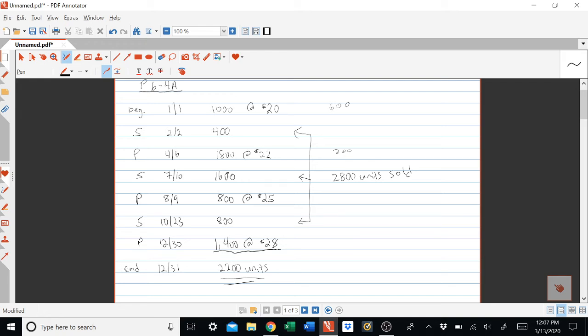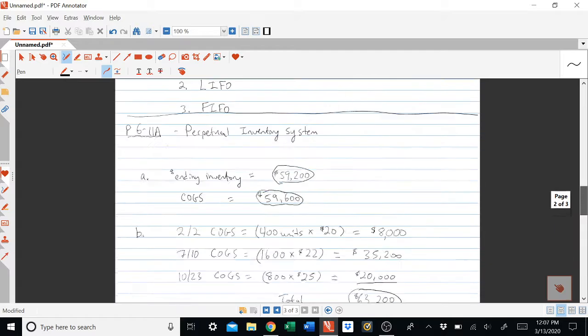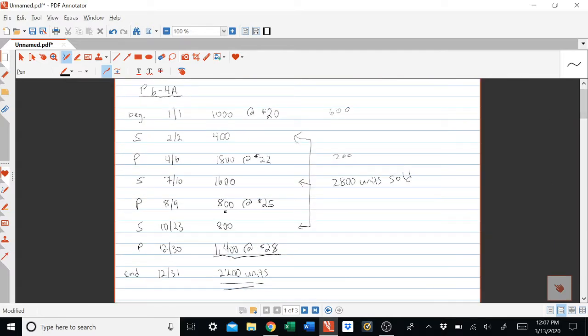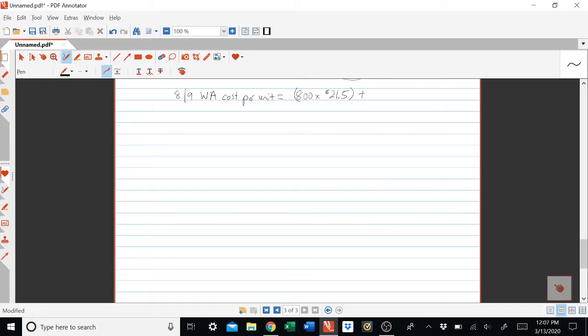So these 800 that are left, what do we assume we paid for those units? What's the cost we paid? This. Then we purchased some units on August 9th, 800 units at $25 each. So as of August 9th, there are 1,600 units available for sale.